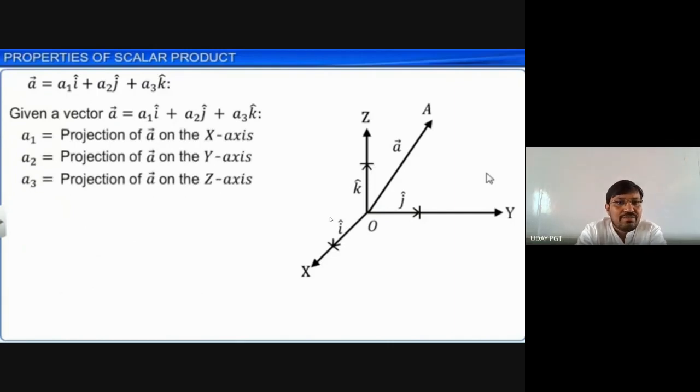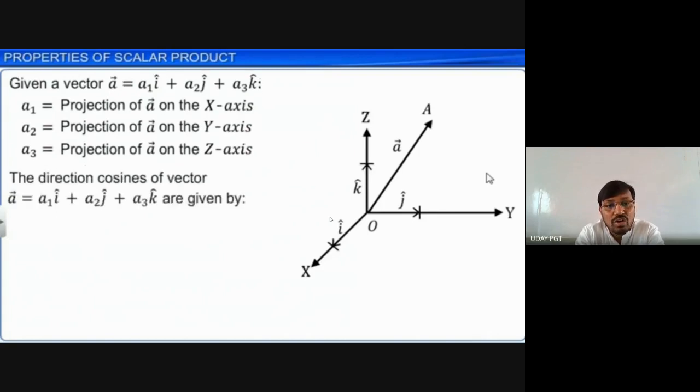Given a vector A equal to A1 i, A2 j, A3 k, A1 is called the projection of this vector on the x-axis. Whenever you take the x-axis as a unit vector, we directly get the coefficient A1. A2 represents the projection of the A vector on the y-axis, and A3 represents the projection of the A vector on the z-axis.